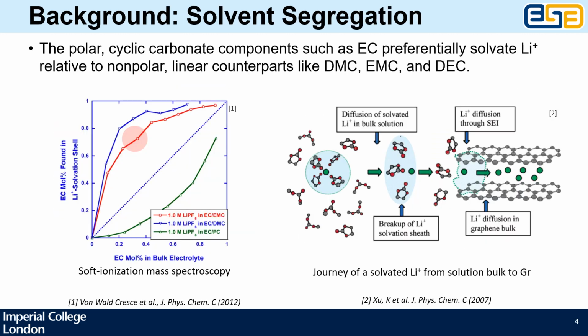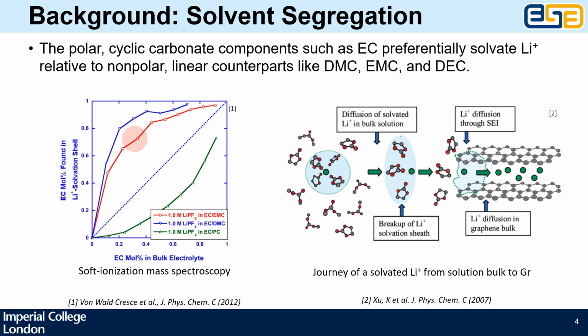The electrolyte also needs to satisfy different requirements, such as balancing conductivity, viscosity, and thermal stability, and different solvents have different functions, especially what they're good at. So sometimes we need to combine 2 or 3 different solvent components together to make a balance, such as EC, EMC, DMC, and this is where solvent segregation happens. Lithium-ion is solvated by solvent molecules, but actually it will preferentially include those polar cyclic carbonate components, such as EC, relative to the nonpolar linear counterparts like DEC, DMC, EMC, etc.